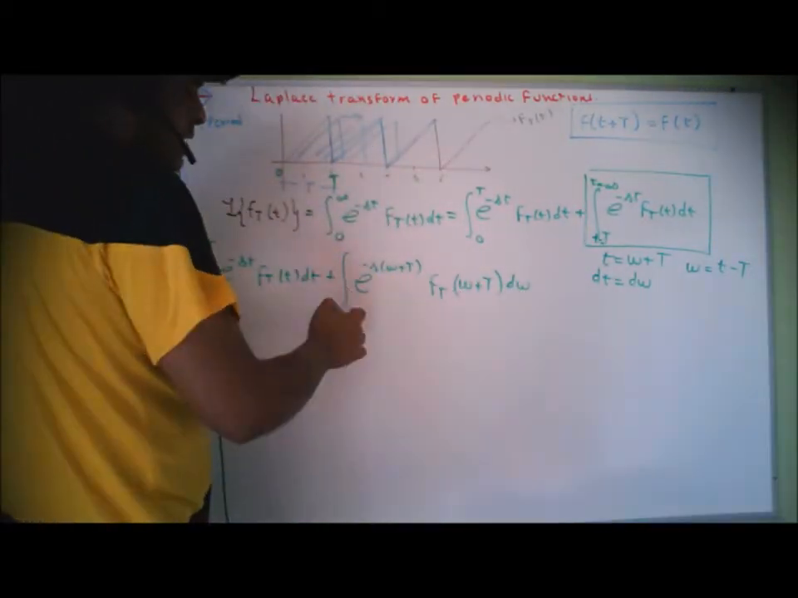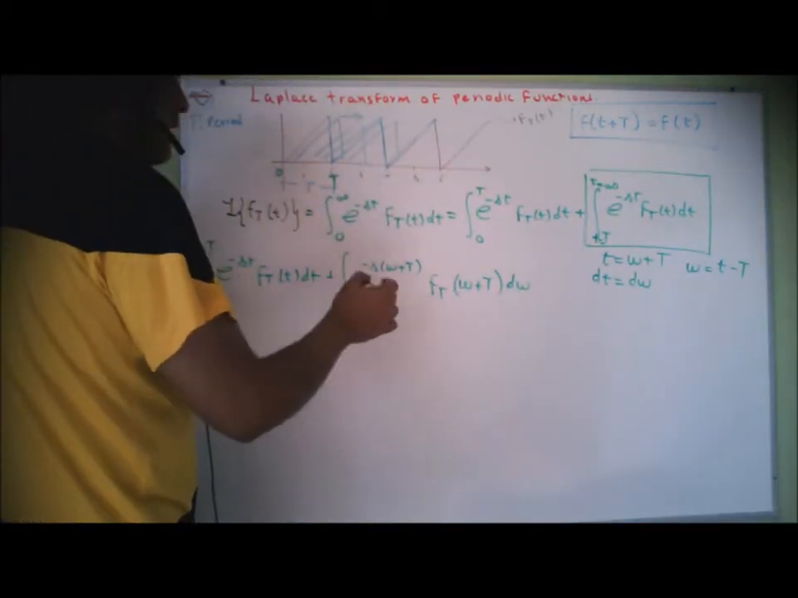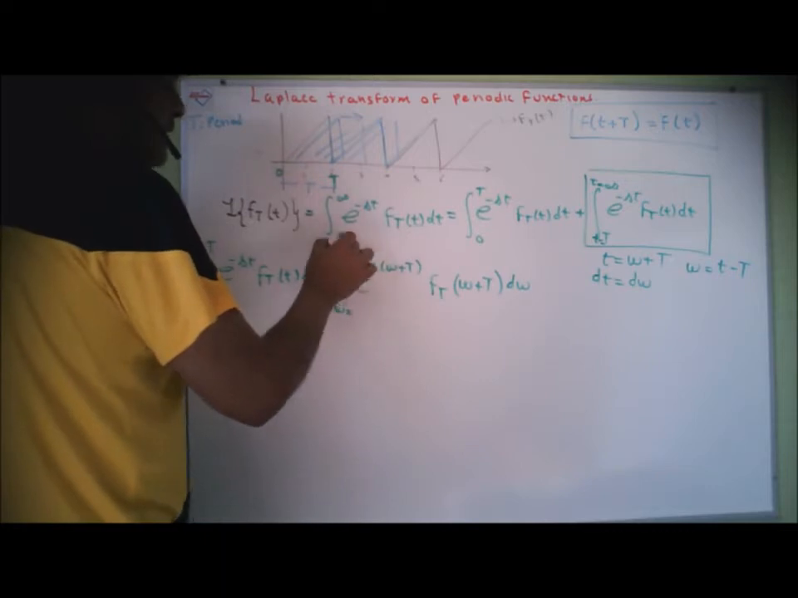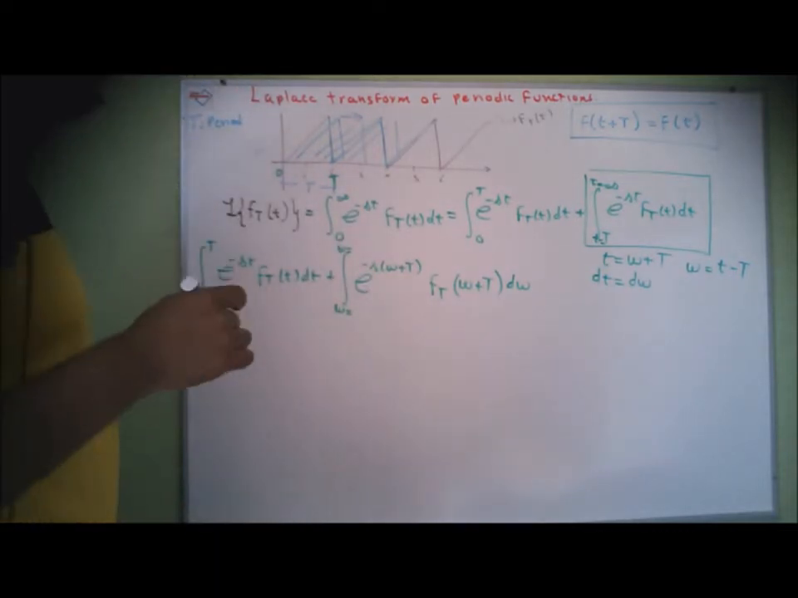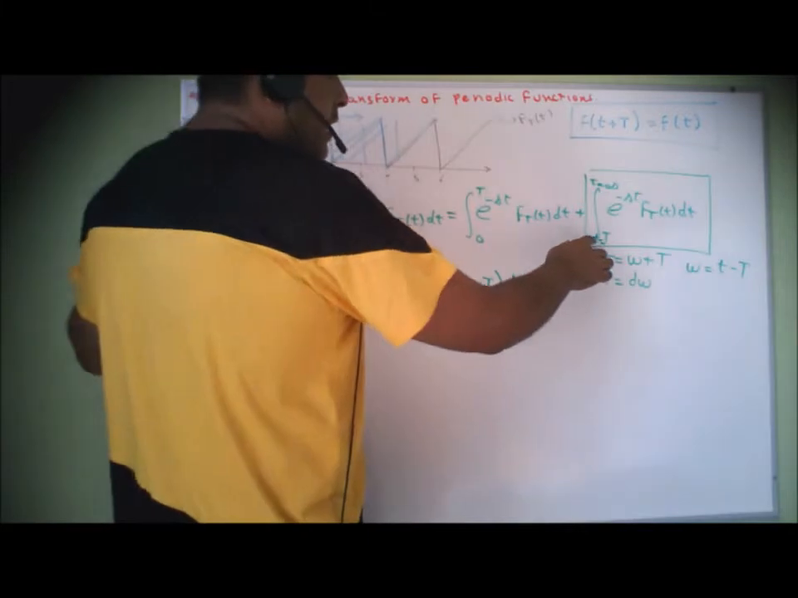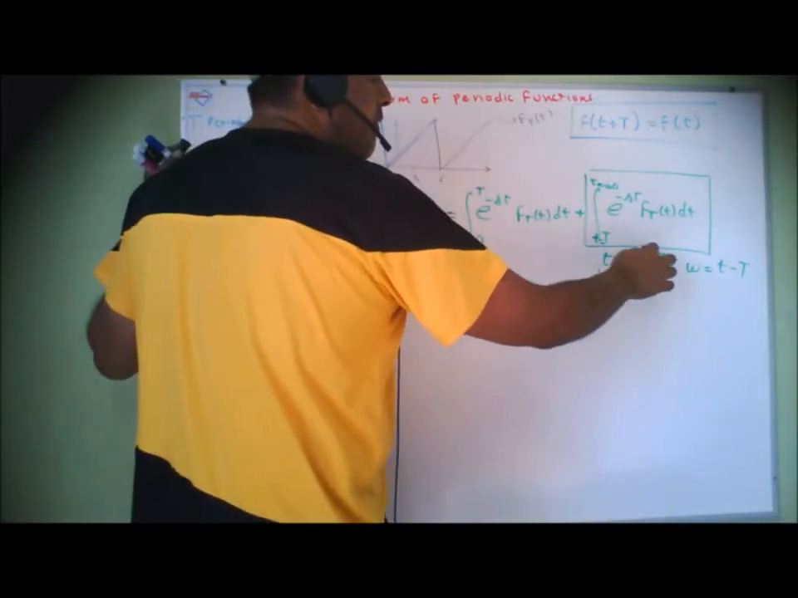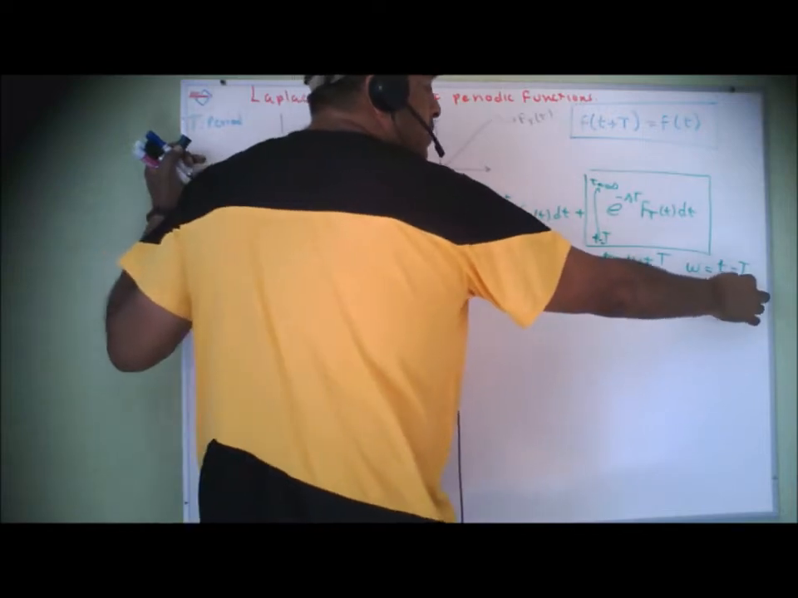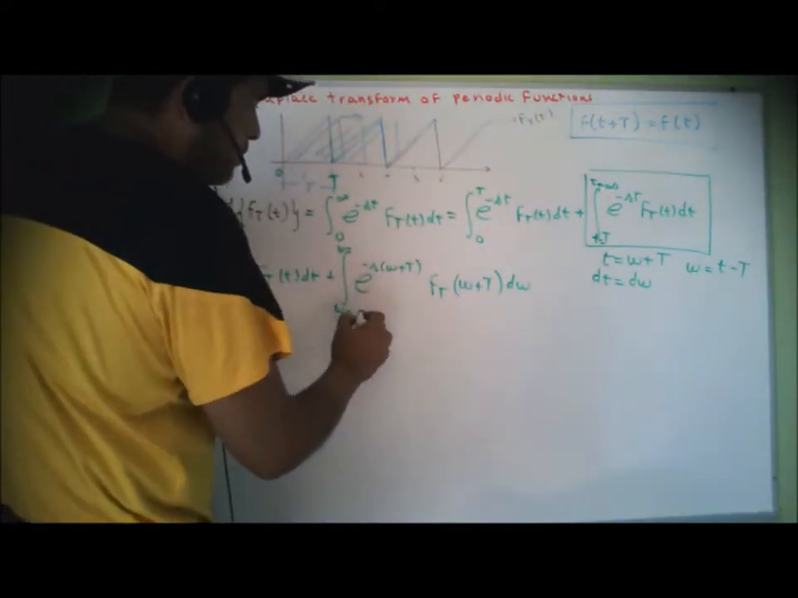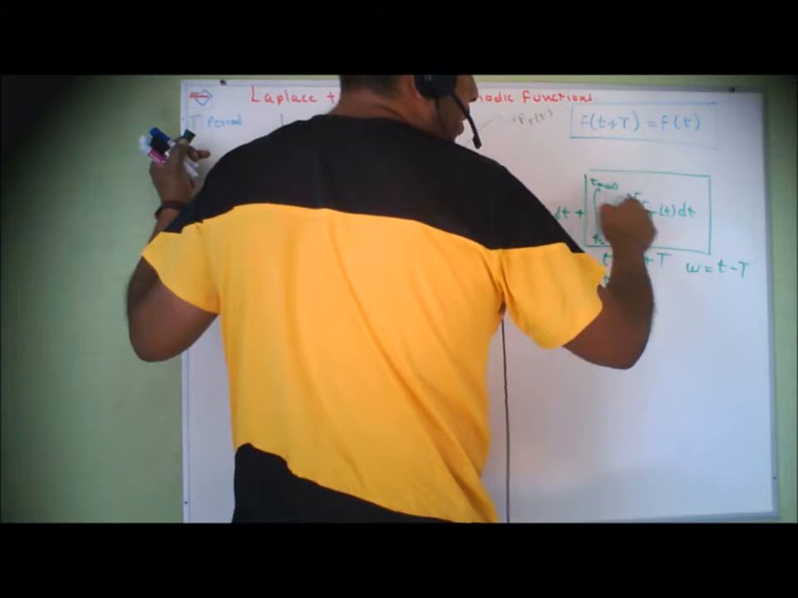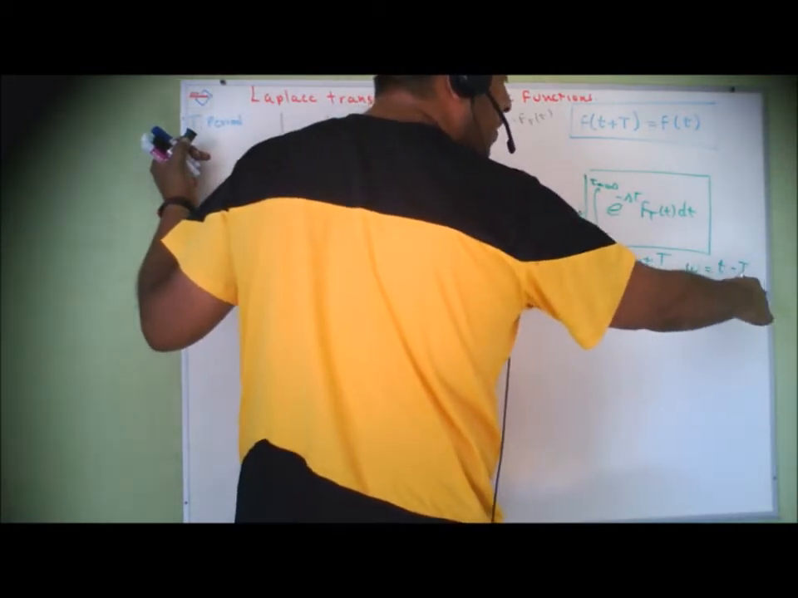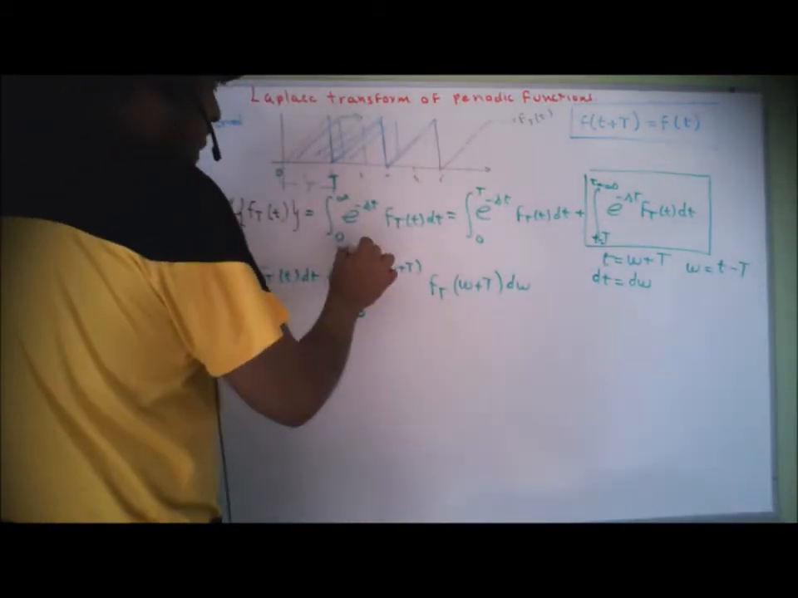Now, this integral is in w. So what is the initial value of w, and what is the end value of w? When t is equal to capital T, how much is the value of w? If you replace the value of capital T here, T minus T is going to be 0. And if you replace the value of infinity, infinity minus one period is still infinity, so it's going to be infinity here.